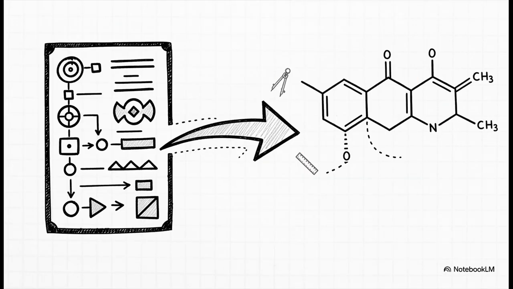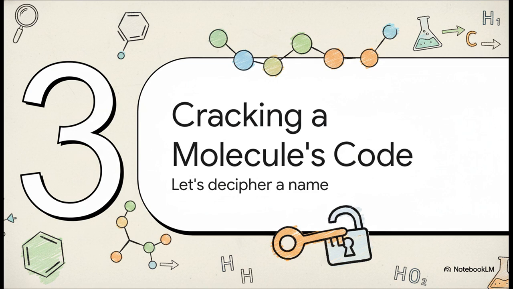And this is the really beautiful part. The core idea is that an IUPAC name isn't just a label you slap on a bottle. It's a precise set of instructions. It's a step-by-step recipe that tells any chemist in the world exactly how to draw the molecule, atom for atom, bond for bond, with zero ambiguity. Okay, time for the main event. Let's see this language in action.